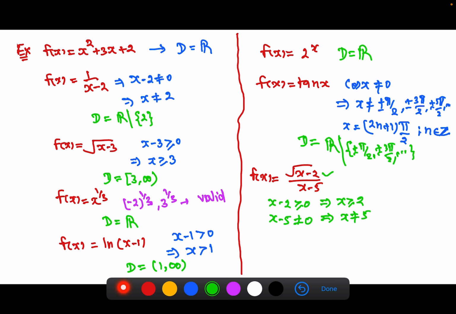Hence, we can write domain for this mixed function. Domain is x must be greater than or equal to 2. So 2 to infinity, excluding the value 5. Okay.